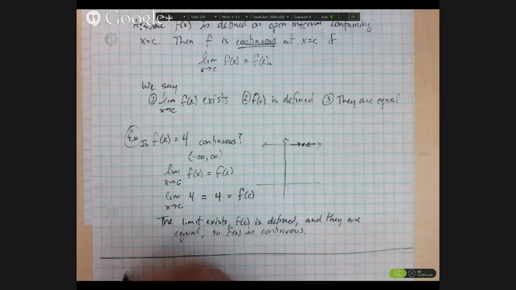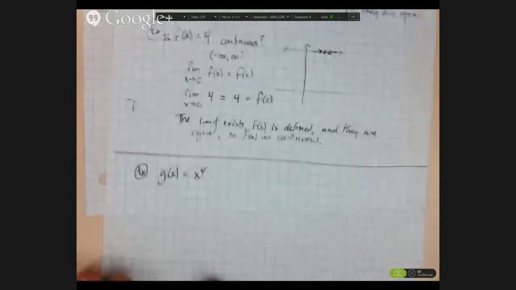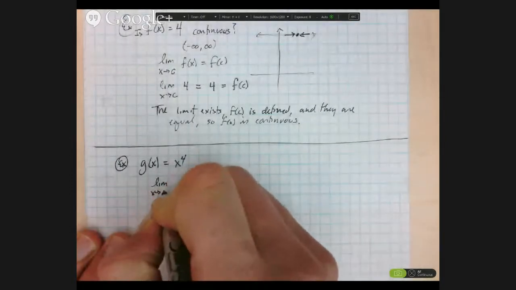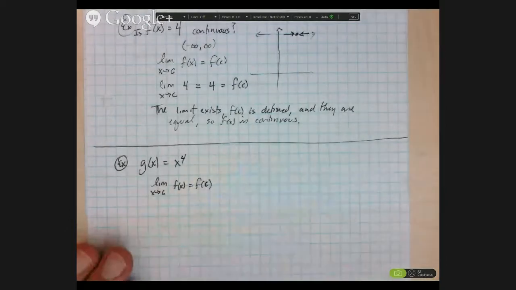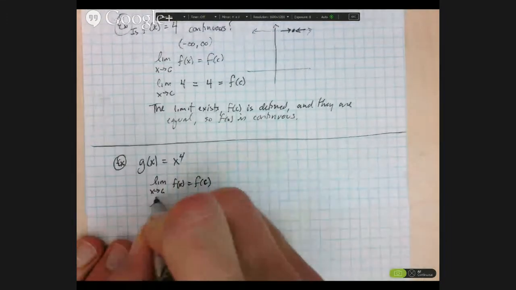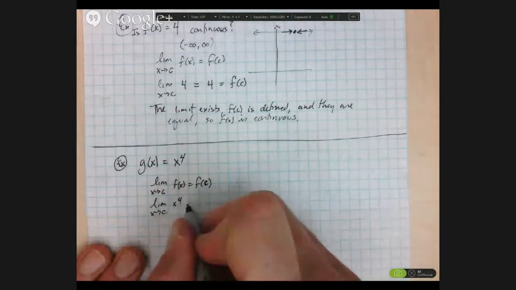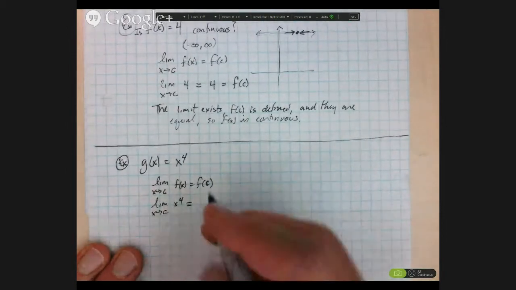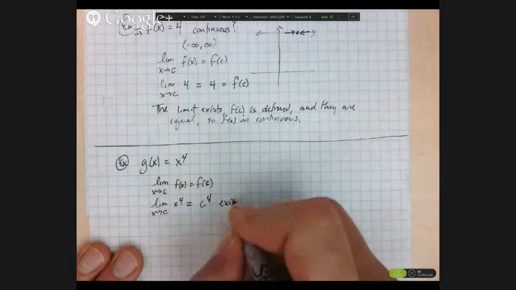What if we have something like g of x equals x to the 4th? So we have to show, again, get this definition in your head because you have to have it memorized. So again, I taught you the first thing to do is plug the value in. Okay, so we know that that limit exists.